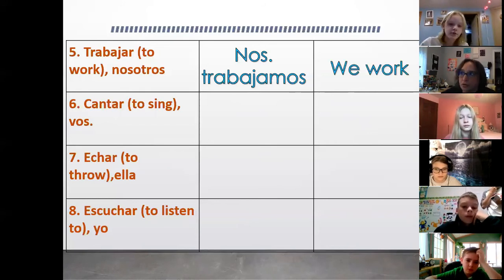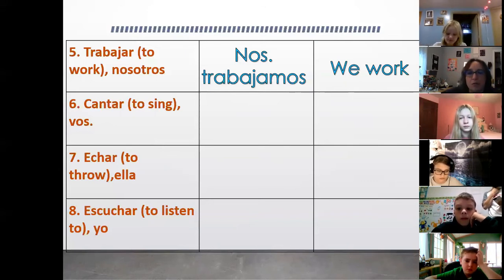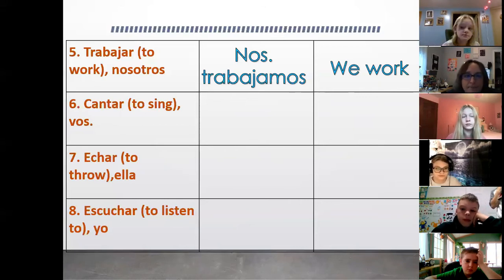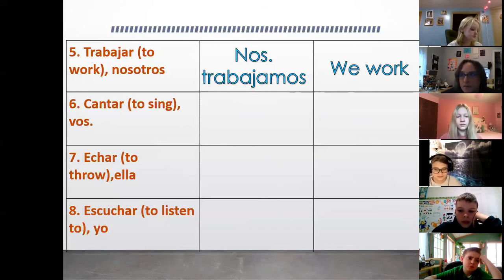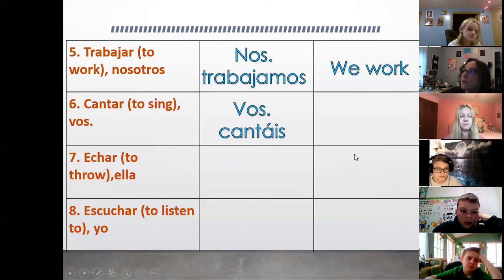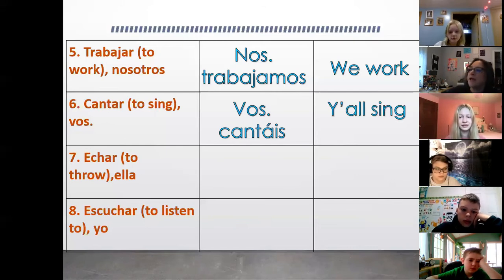Cantar, vosotros. So we're going to conjugate second person plural. Anybody want to volunteer to conjugate that? Anastasia? For number 6. Yep. Vosotros cantáis. Vosotros cantáis, perfecto. And the translation, I'm sorry. Y'all sing. Y'all sing.